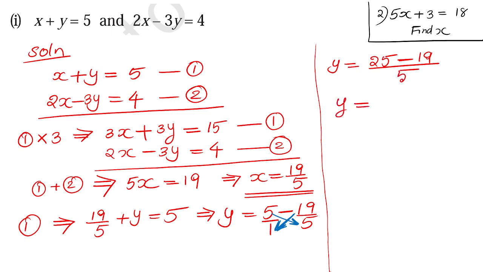Y equal to, what is this? This is 6 by 5. So I got the values of x and y. X equal to 19 by 5 and y equal to 6 by 5. I got the values of x and y.